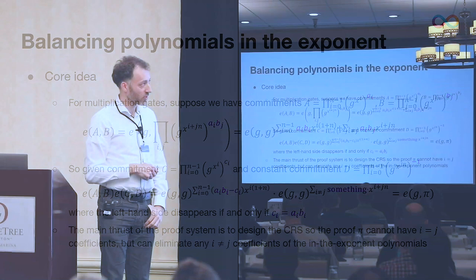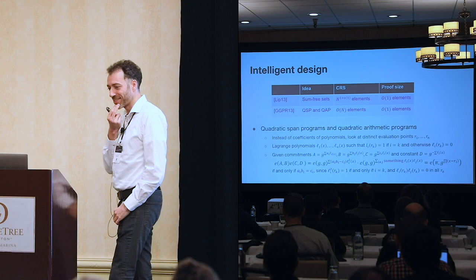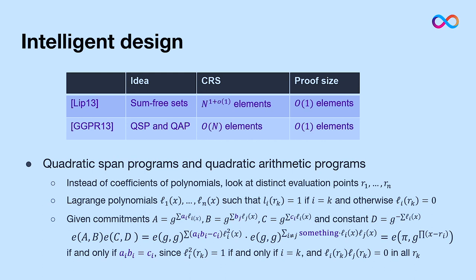Okay, so moving on, following on that, there were a couple of works that did better. One was by Groth and Lipmaa, and it's actually a really nice idea of using sum-free sets. It's sort of the same idea, but it makes it much more compact, and you actually get this quasi-linear size common reference string. And then, of course, GGPR, that introduced quadratic span programs and quadratic arithmetic programs, where they got a linear size common reference string.